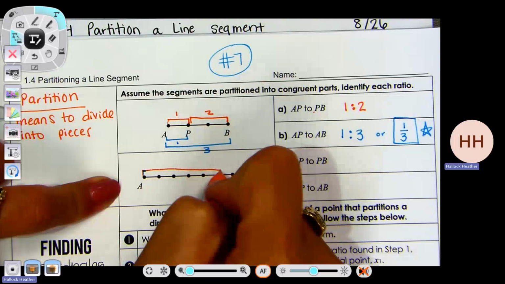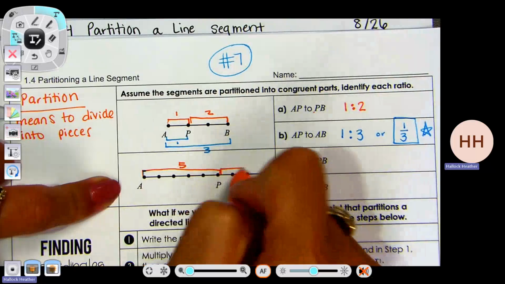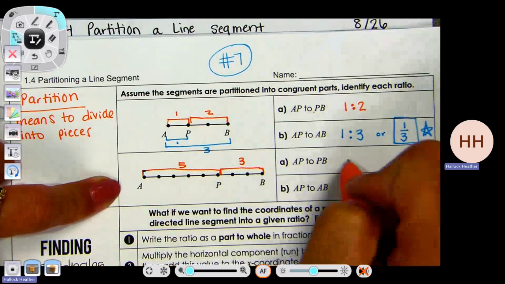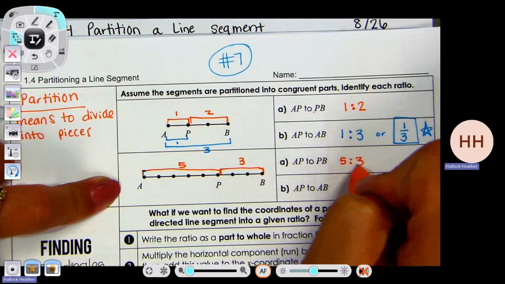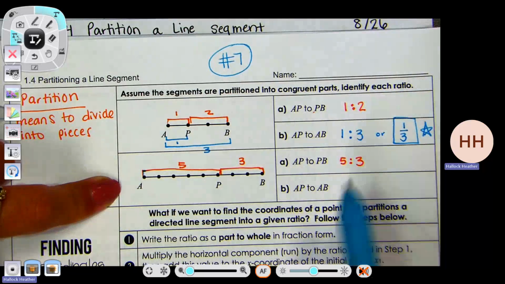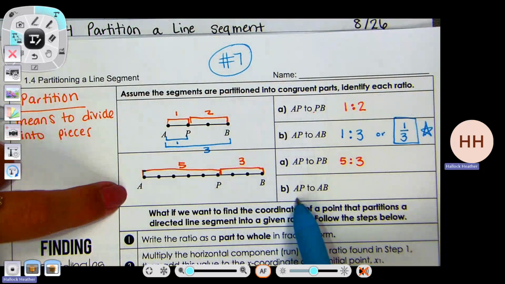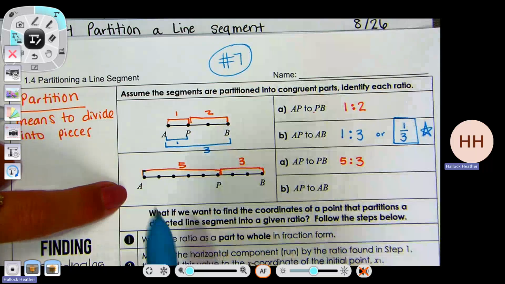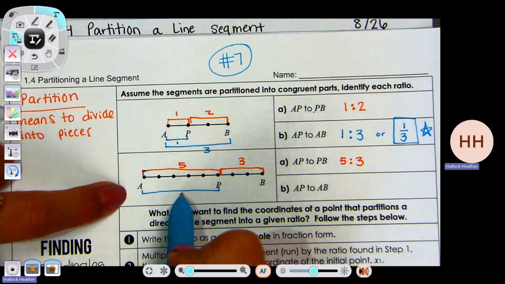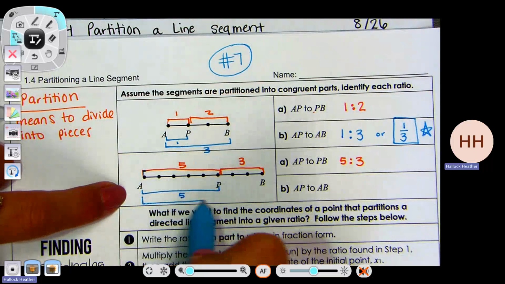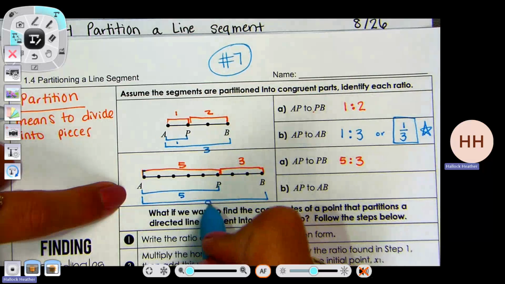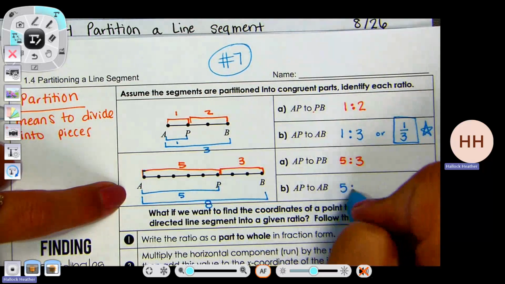So this is 5. And then how much is P to B? 3. So this would be 5, 2, 3. The last one we're going to do is AP to AB. So if I go from A to P, that's still 5. What is A to B going to be? 8. So the way we're going to write this is 5 colon 8.